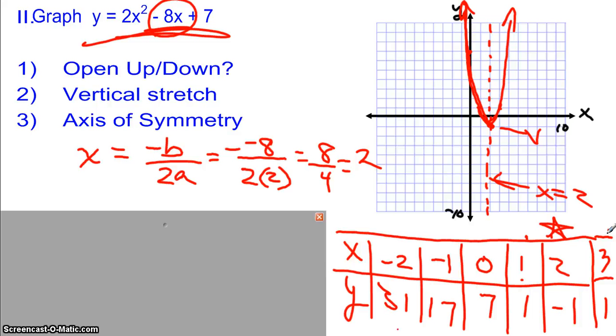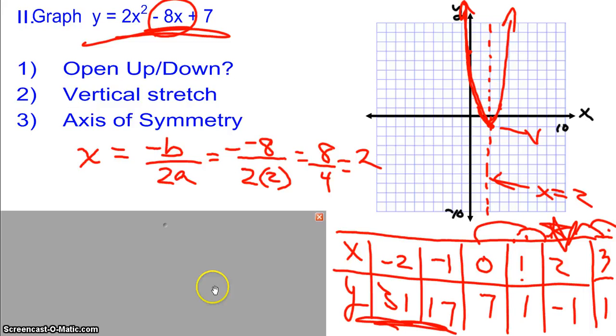We don't want to waste our time with these points down here that we didn't need. We want to find the vertex and then go one place to the left of it, one place to the right, 2 places to the left, 2 places to the right, and we'll have better points to graph, right? Because we want to see where the U is.